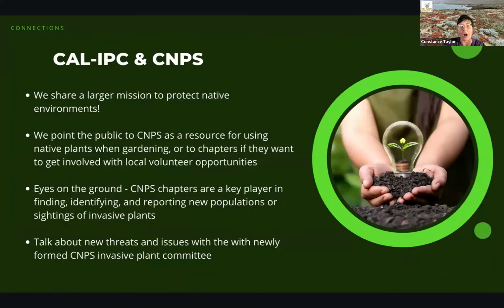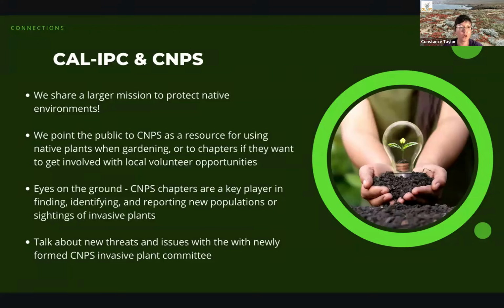CNPS chapters are key for being eyes on the ground when it comes to finding, identifying, and reporting new populations or sightings of invasive plants. And also, CNPS chapters are often the ones doing the local work parties that actually get things done. So thank you so much for being out there doing what you do. It's really important, as you all already know.